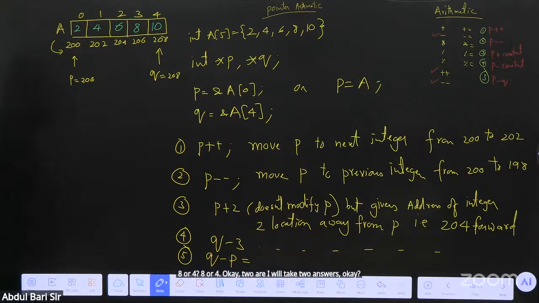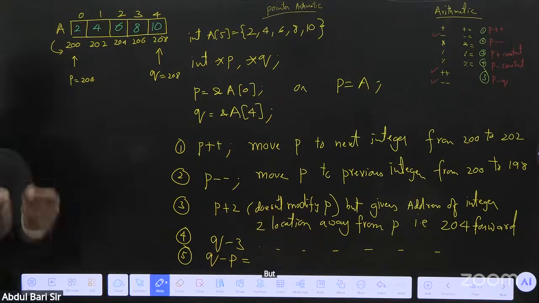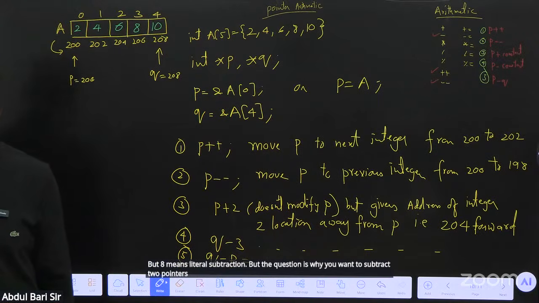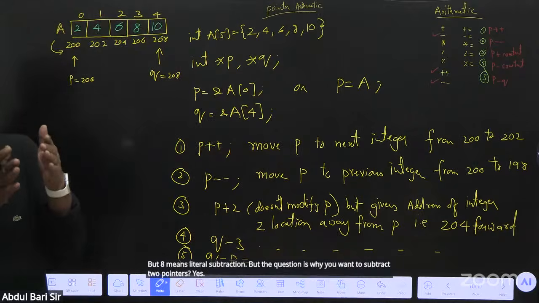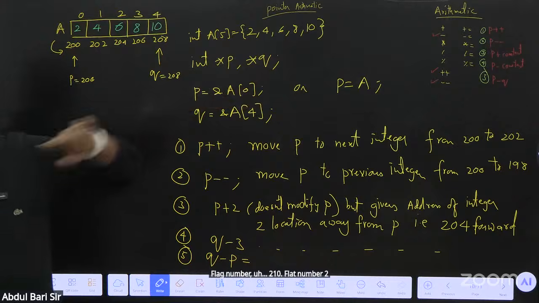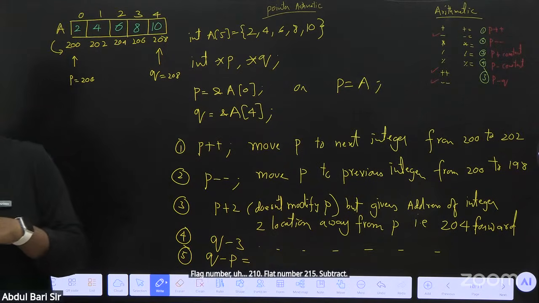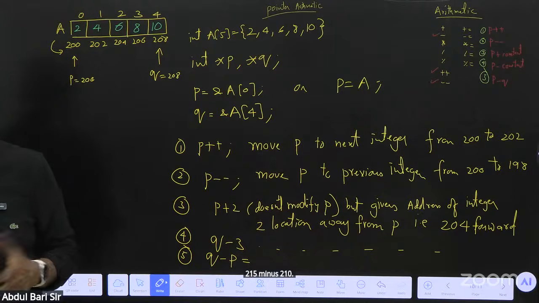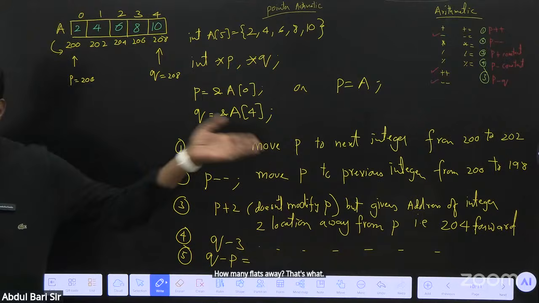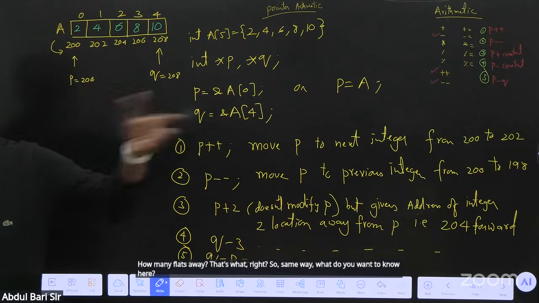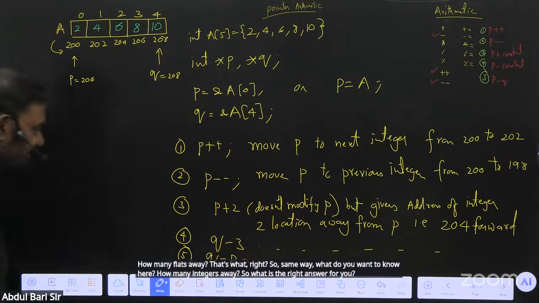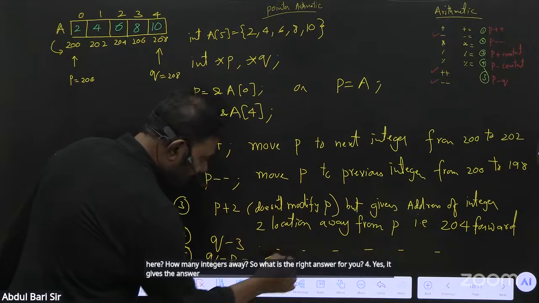But 8 means literal subtraction. The question is why you want to subtract 2 pointers? Guess. Flat number 215, subtract flat number 210. 5. So what did you come to know? How many flats away. So same way, what do you want to know here? How many integers away. So what is the right answer for you? 4. Yes.